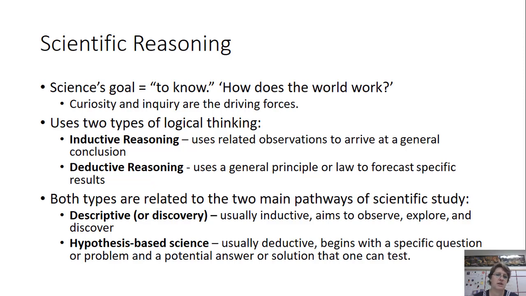The descriptive or discovery pathway is inductive. You're really aiming to observe, explore, and discover, maybe without a path in mind. And the hypothesis-based pathway uses deductive reasoning. We begin with a specific question or a problem, and then we find a potential answer or solution that we can test. So either of those pathways is fine. The descriptive discovery is also referred to as serendipity science, where you found something out by accident. And we'll talk about some places in history where science and biology has been serendipitous.